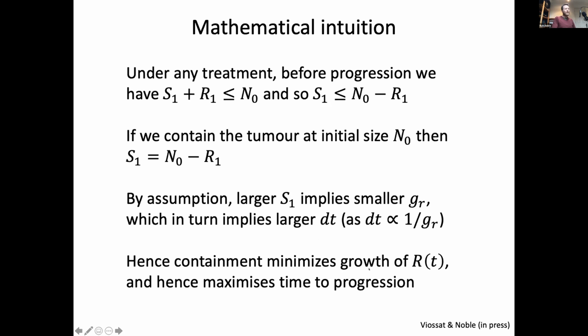So it follows that containment minimizes the growth of the resistant population, and hence it maximizes the time to progression. I'm not sure that everyone will have followed the mathematics here, but what I want to emphasize is that the reason why this works is relatively simple and intuitive.